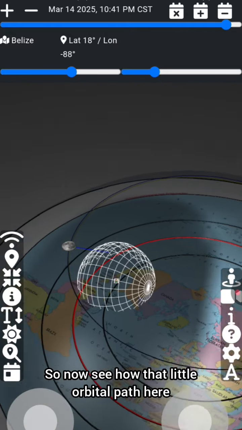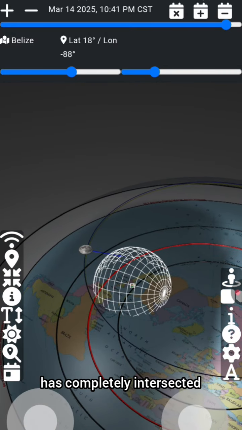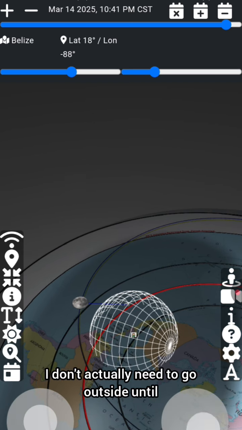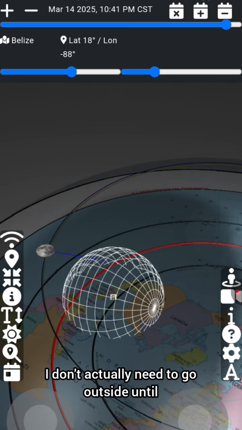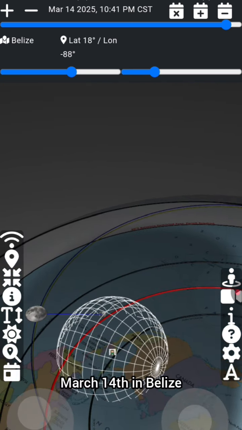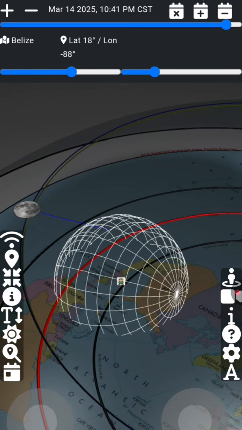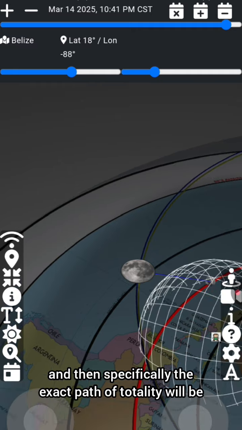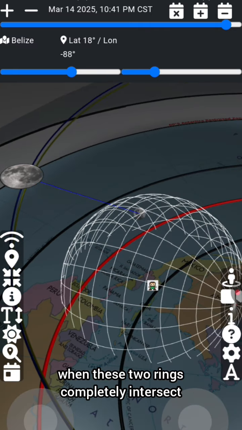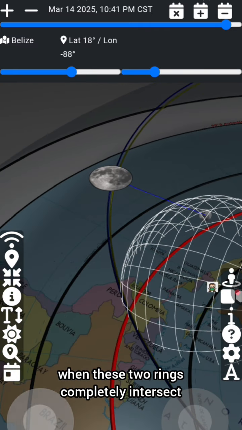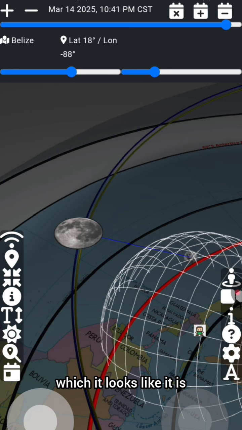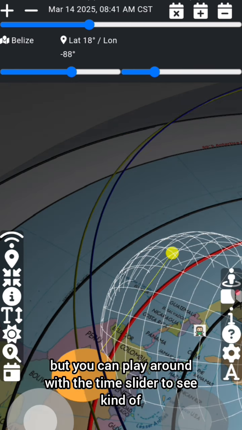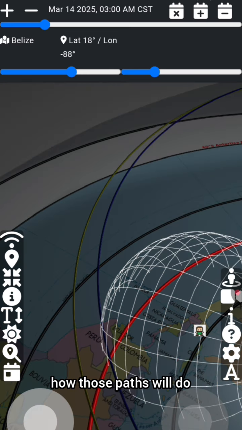So now see how that little orbital path here has completely intersected? So right now, I don't actually need to go outside until March 14th in Belize. And then specifically, the exact path of totality will be when these two rings completely intersect, which it looks like it is, but you can play around with the time slider to see how those paths will do.